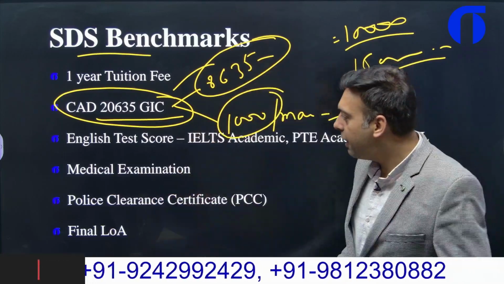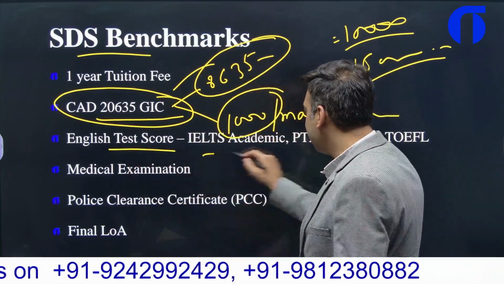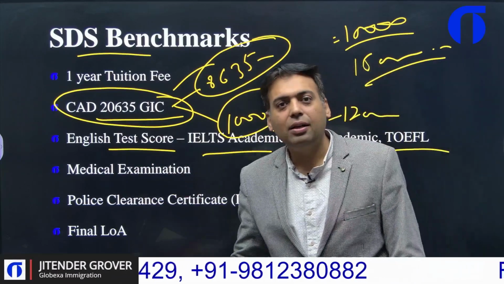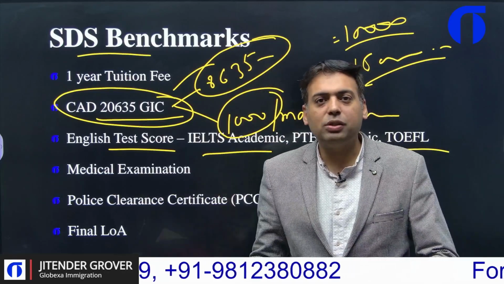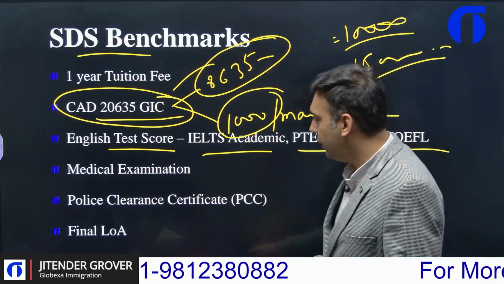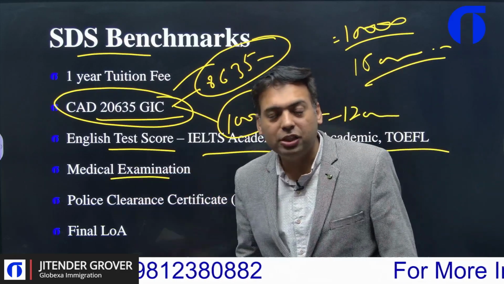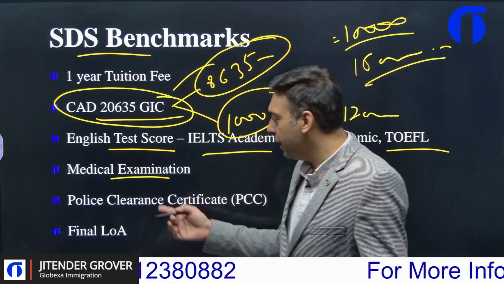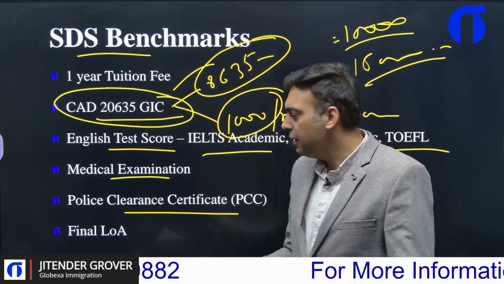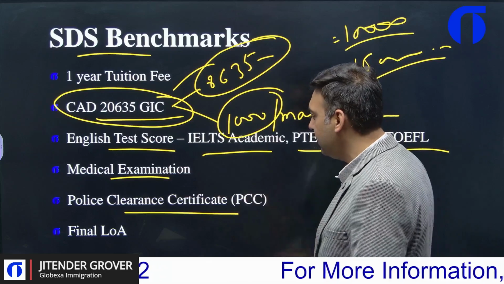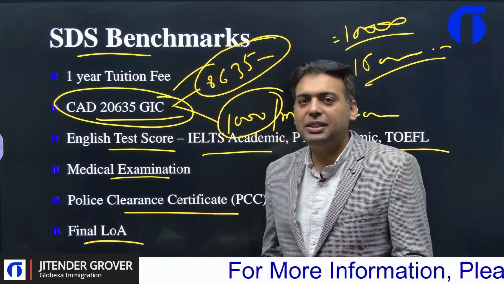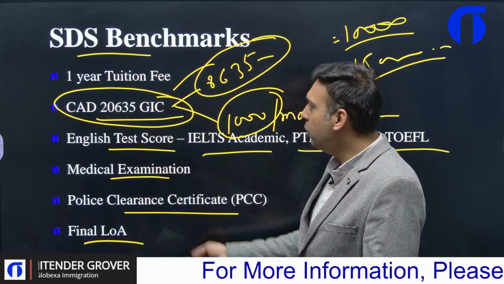So that was GIC. Next requirement was the English test score. IELTS academic was accepted, PTE academic, TOEFL, and IELTS general training was also accepted under the SDS category. So there were many tests which were accepted under the SDS category, and these were the prominent tests at that time. Medical examination, upfront medical examination, which was valid for 1 year. So you were required to take that as well. Police clearance certificate was not mandatory, but it was advised that you should submit your PCC as well. And then the final letter of acceptance from the university. These were the basic requirements that you were required to fulfill related to your SDS category.